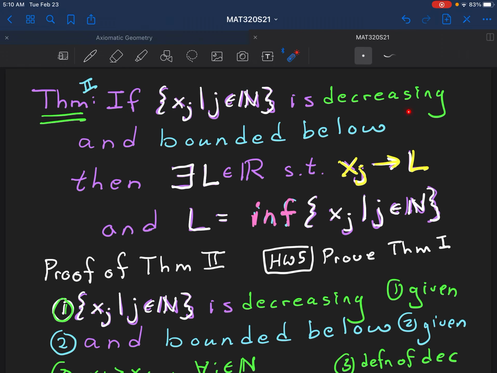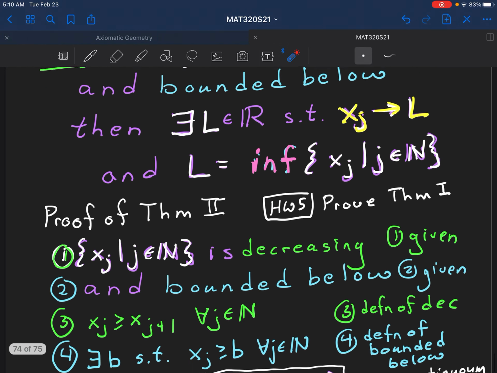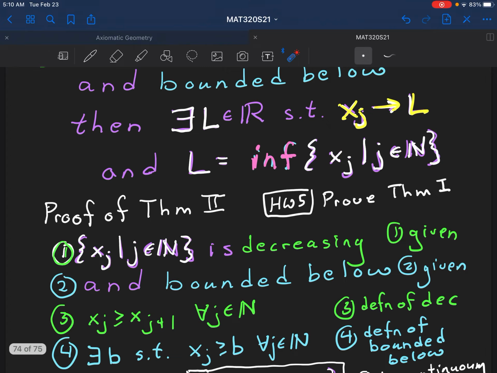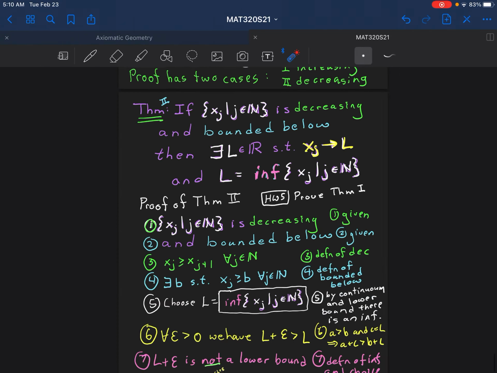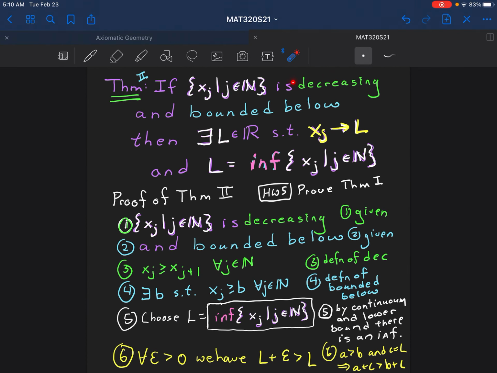The first thing we did, and remember, you're proving theorem one, which is about increasing and bounded above, xj will go to L where L is the sup. That's what you're going to prove. So you need to really pay attention to this proof very carefully. The first step of the proof is we're copying over the fact that it is decreasing. So since it is decreasing, we copy over, and decreasing we've done in green, so we copy over step one, we wrote that it's decreasing, and that is given.